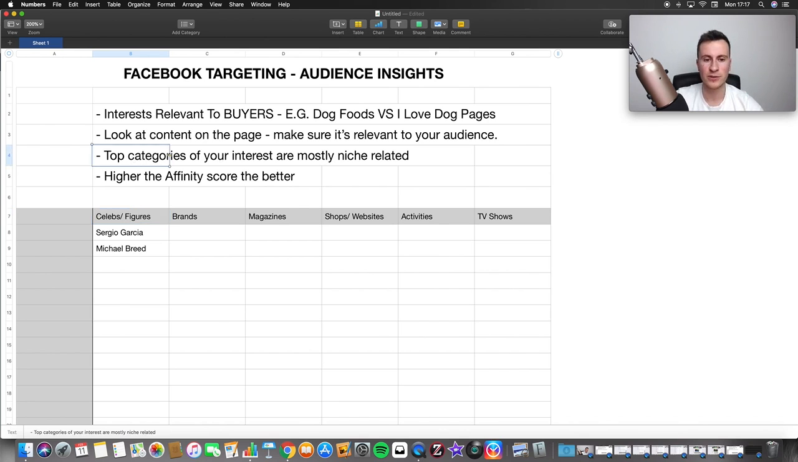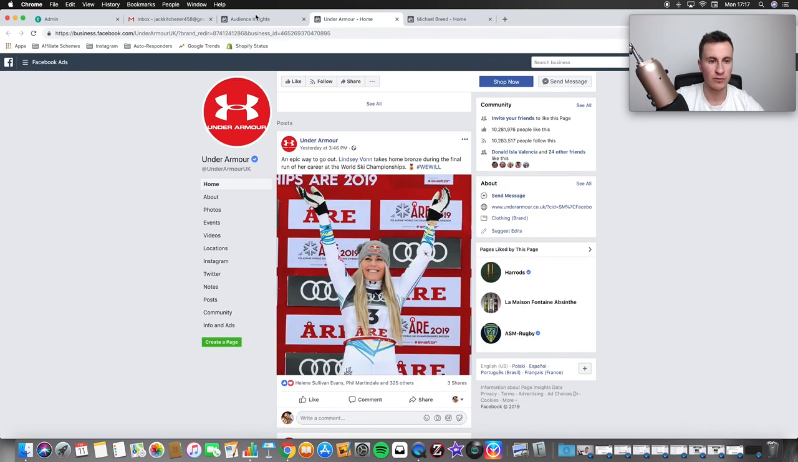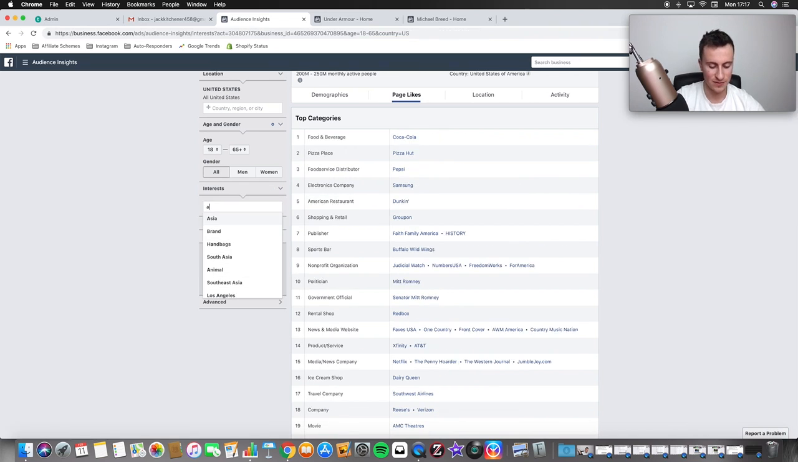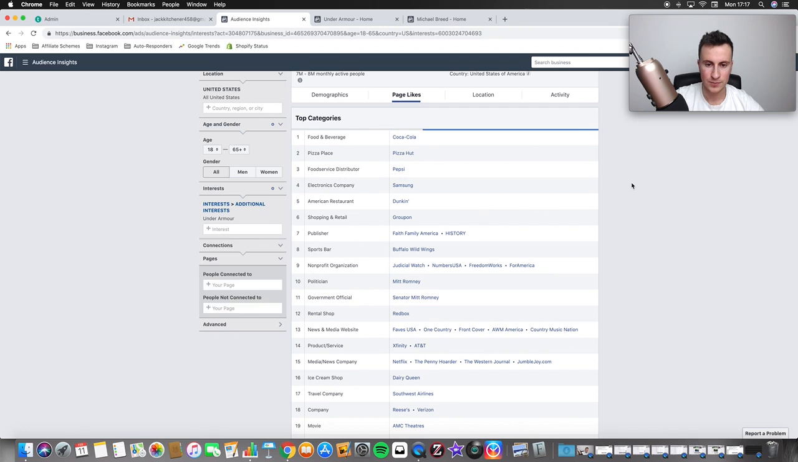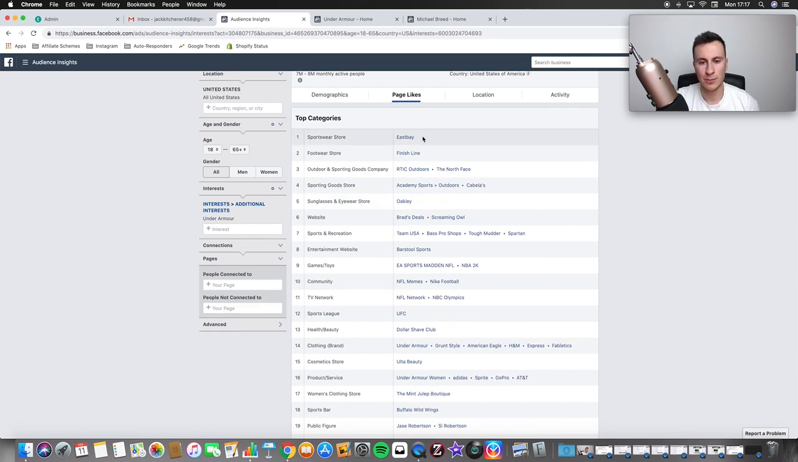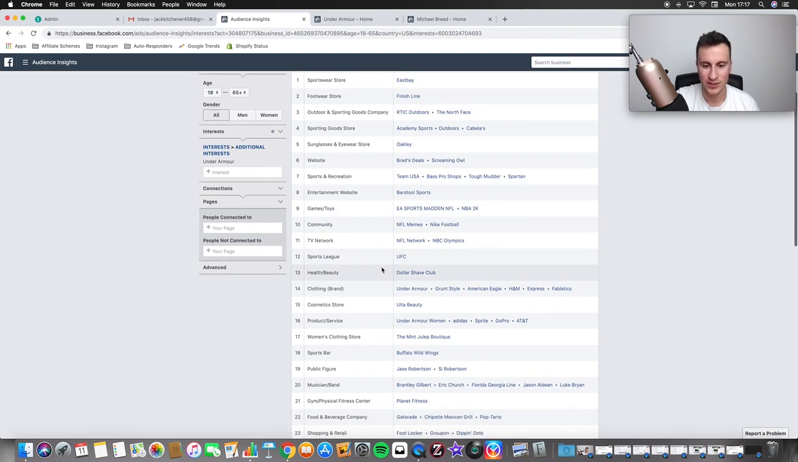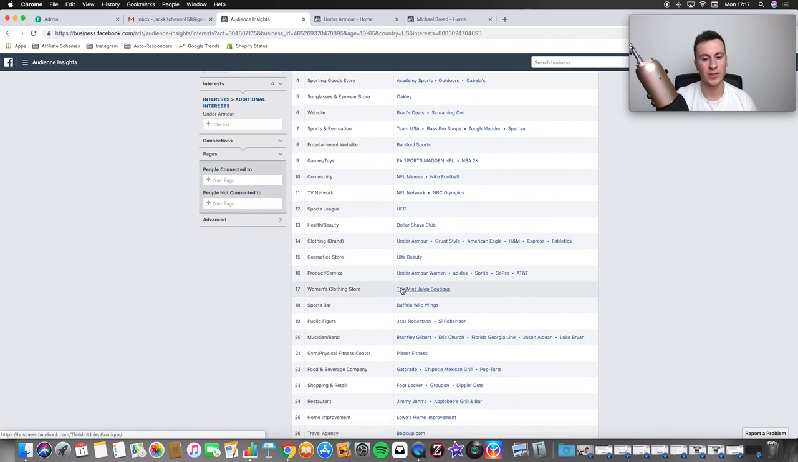Is it a top category of interests that are mostly related? Just to illustrate to you guys quickly, if we put Under Armour into audience insights, I'd be surprised if we even get one single golf related page. Let's let this load up. So just on a quick look through, as you can see, there's not a single page here related to golf. So that tells you straight away it's not a very good interest to target if you're in the golf niche. There it is, Barstool Sports. That's what I was looking for.